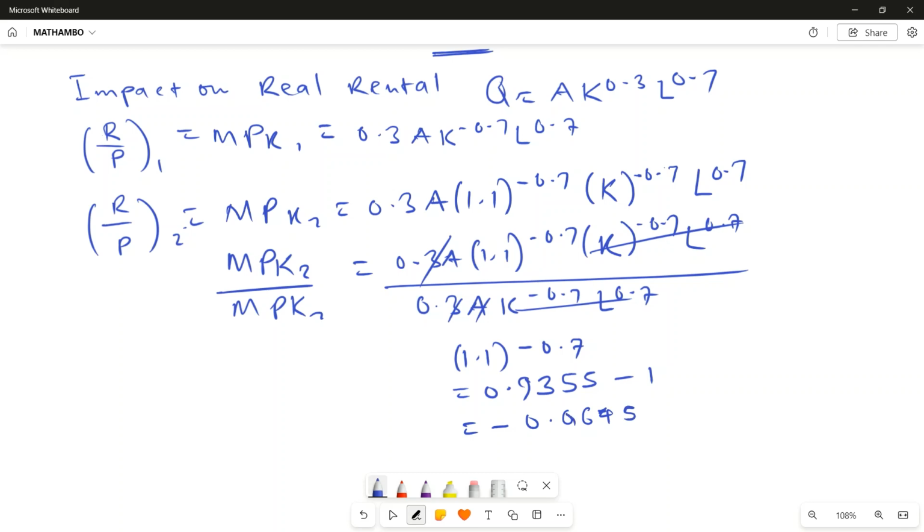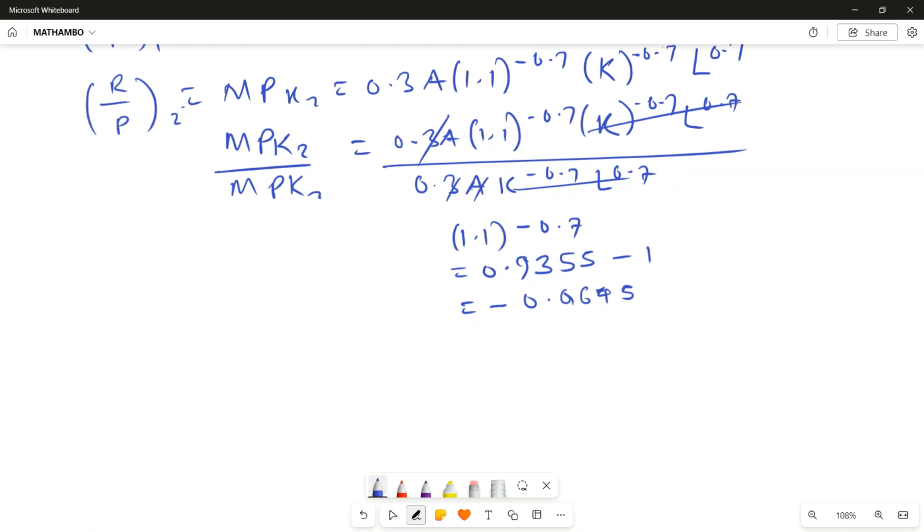So what does this mean? Multiply this by 100, and you get the change. So there is a 6.5% reduction in the real rental of capital. Why is there a reduction? There is a reduction because you are now employing more units of capital. The more units of capital you are hiring, the lower the marginal product of capital. And since the marginal product of capital is falling, it means that even the rental rate of capital is also falling. So there is a reduction in the real rental of capital.